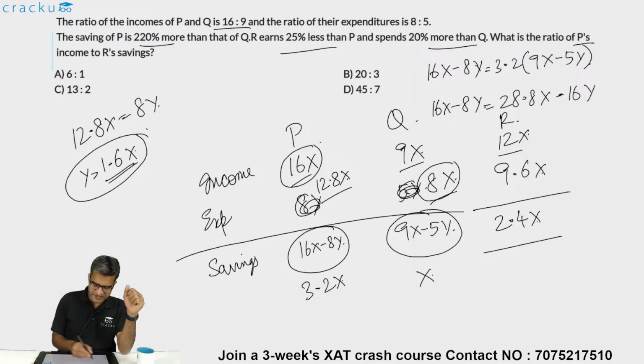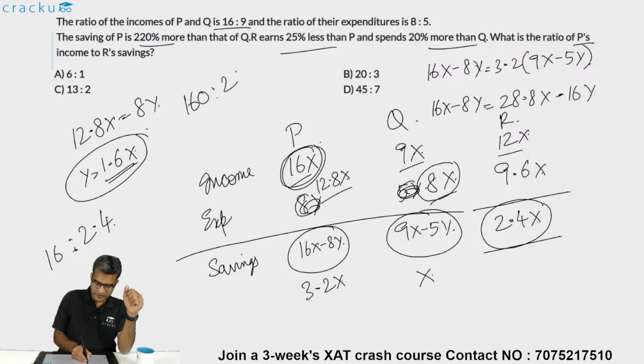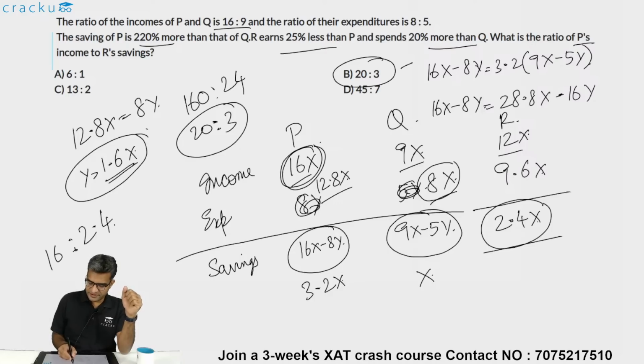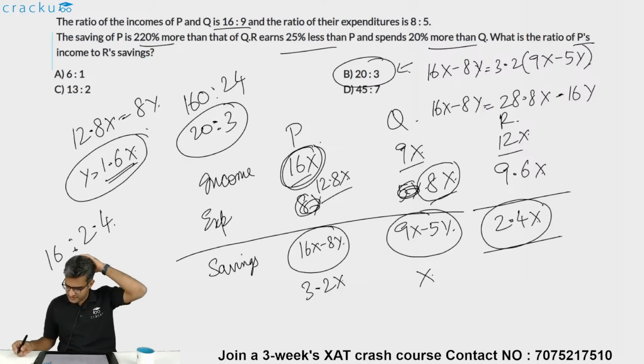What is the ratio of P's income? P's income is 16x. So we are looking at 16 is to R's savings, which is 2.4. This is 160 is to 24. You can divide both of them by 8. So this is 20 is to 3. So the answer for this question is option B. Let us look at the next question.